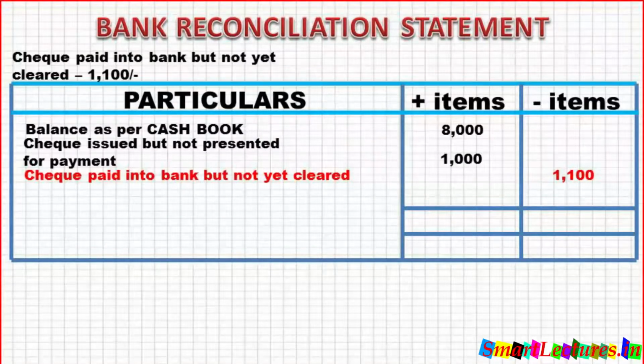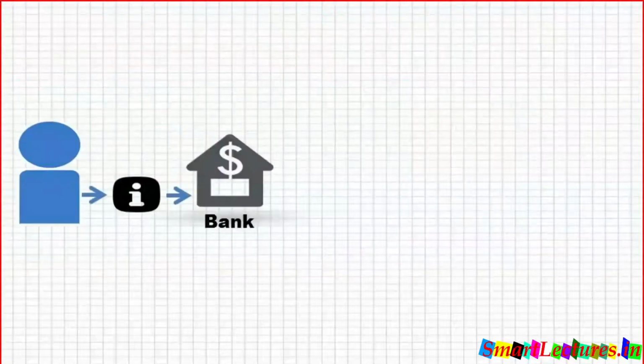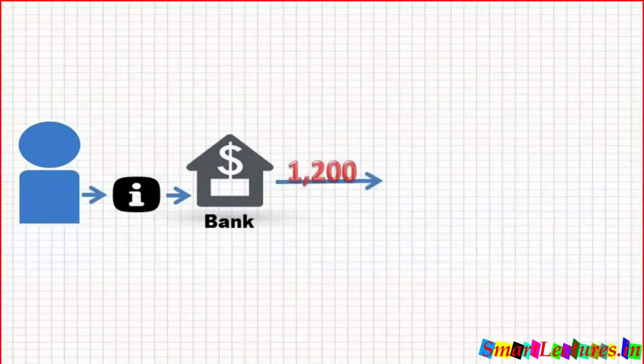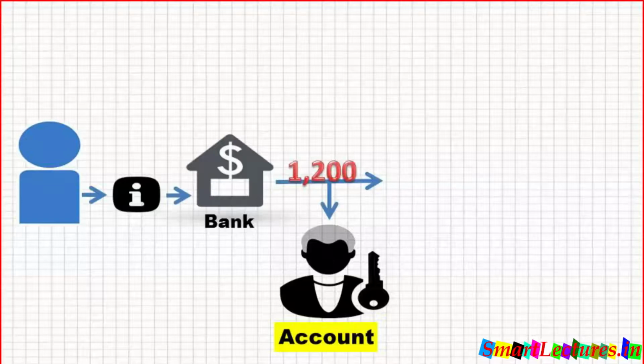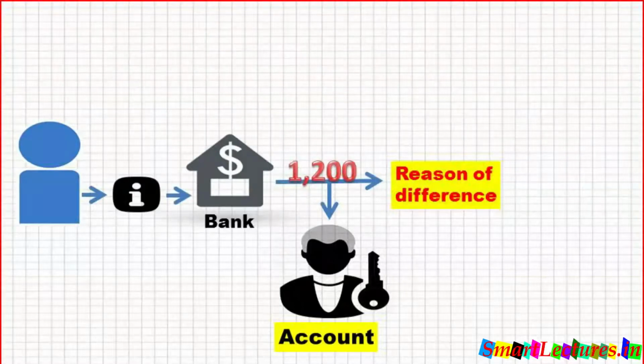Now the next item, direct debit for telephone bill 1200. It means we instructed the bank to pay our bills on our behalf and the bank paid 1200 from our account, but we don't know. Maybe we forgot or maybe the bank informed us that it has paid 1200 for the telephone bill or any other bill, but we were not aware of this thing. That's why this happened. There was the reason for the difference. Let's see what happened.